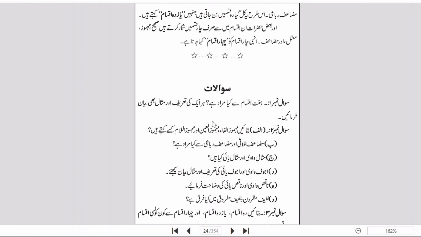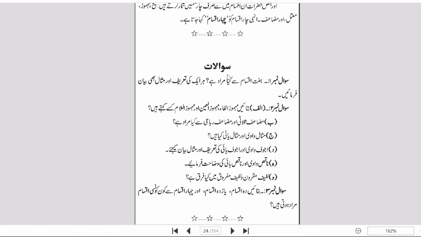This is where the lesson ends, and there are questions below. But these questions are fairly simple, as once you read and understand the lesson a few times, inshallah, it will be very easy to solve these questions below.